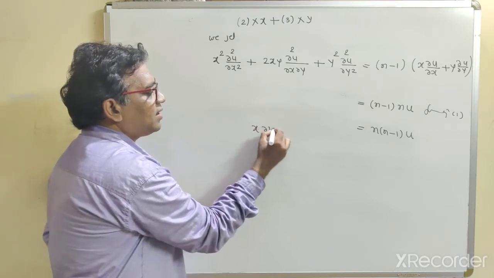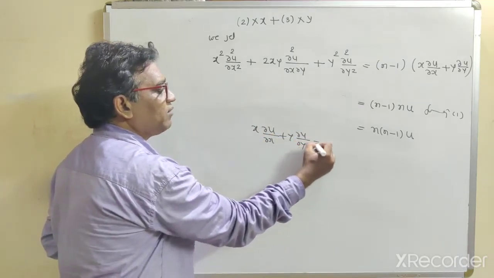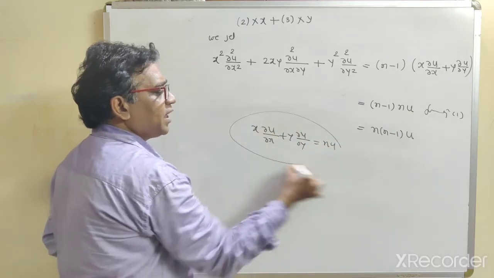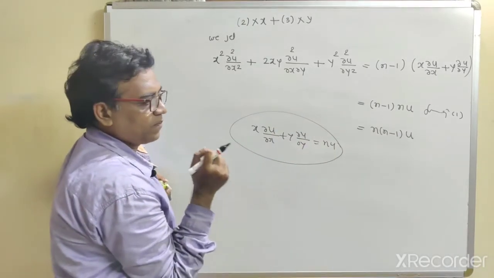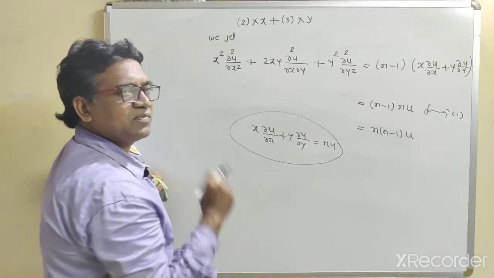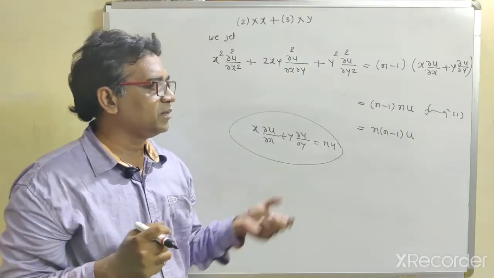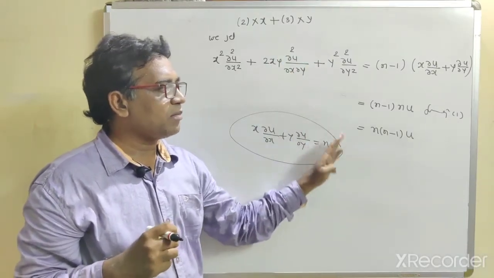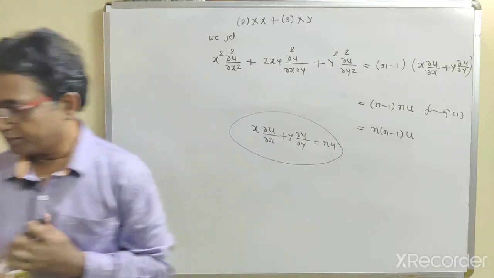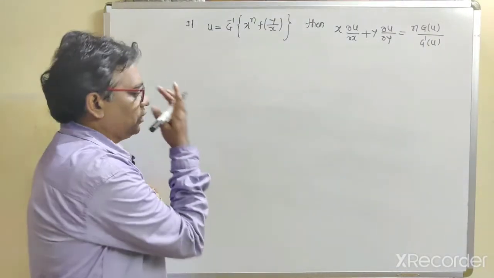Euler's theorem, x into del u by del x plus y into del u by del y is equal to nu, is applicable only for homogeneous functions. If this is Euler's theorem, then this is the first consequence of Euler's theorem. This bracket-square type term will be n into n minus 1 into u. Now this is the second consequence of Euler's theorem.